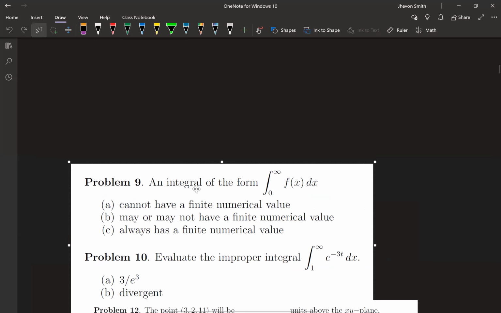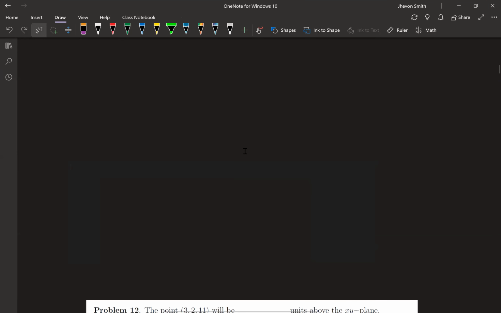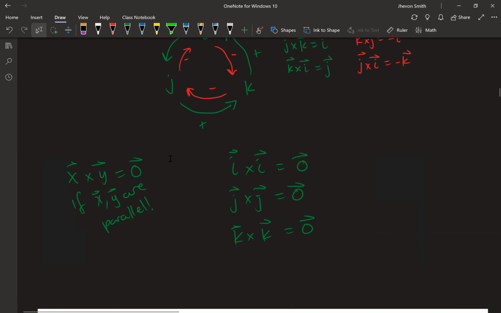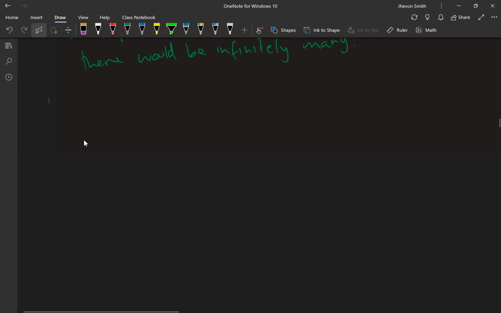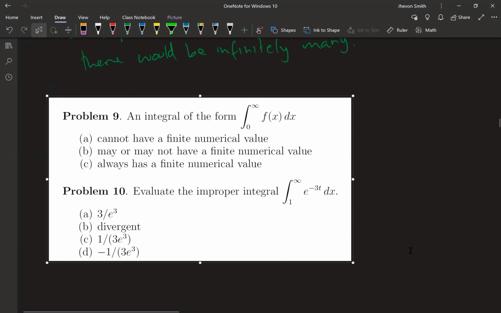Okay, let's get to some more problems here. So this one, not true and false, but still not like 5 options, not anything too crazy. Boom. I believe problem 9 was actually also a quiz problem, or something similar to it. Poll is on for problem 9. The integral of the form 0 to infinity of f of x dx. Is it impossible for it to have a finite value? It may or may not have a finite value, or it will always have a finite value.